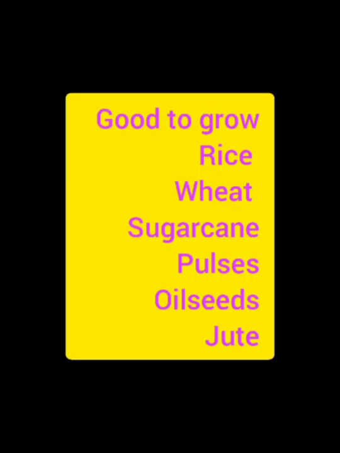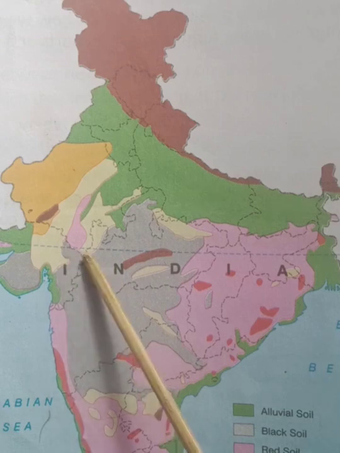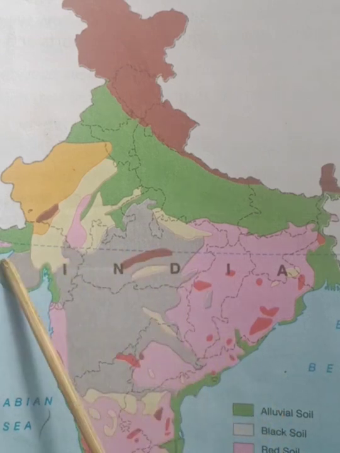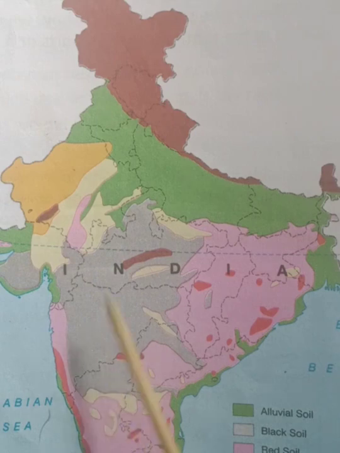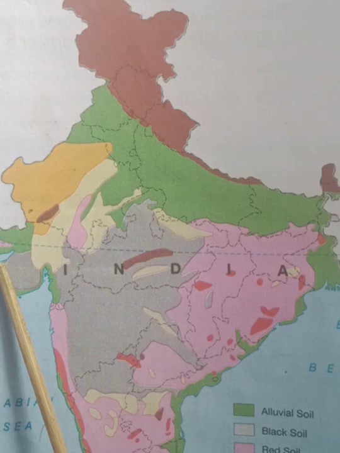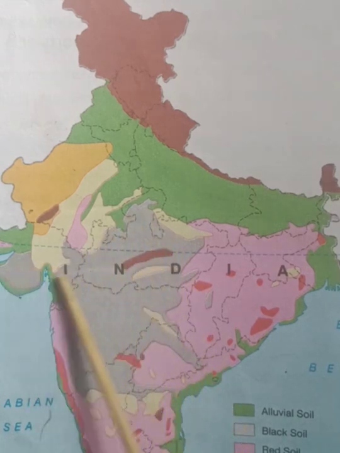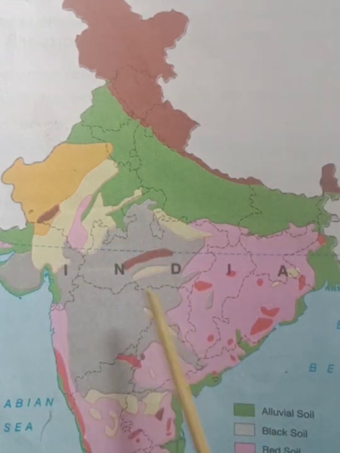So it is good to grow rice, wheat, sugarcane, pulses. Let us learn another type of soil, that is black soil. This type of soil is found in the central and northwest part of the southern plateau. This is the central part of India, and the northwest side of the southern plateau. Can you see this gray color? Yes, all this gray color represents the black soil.